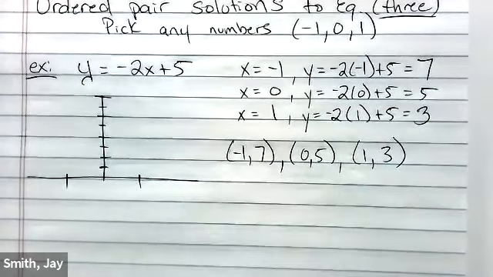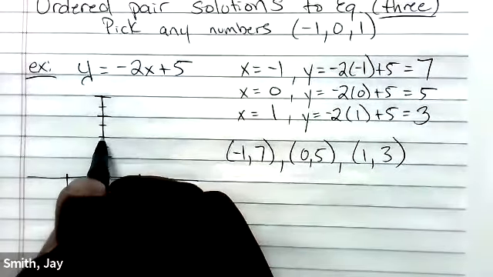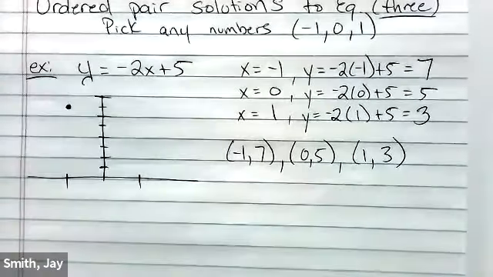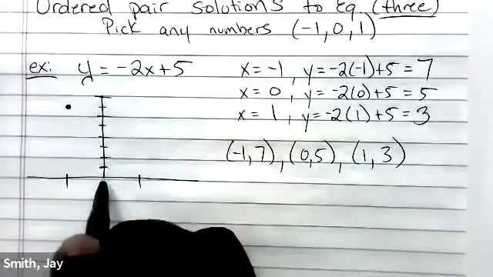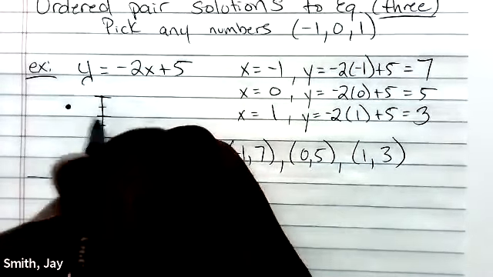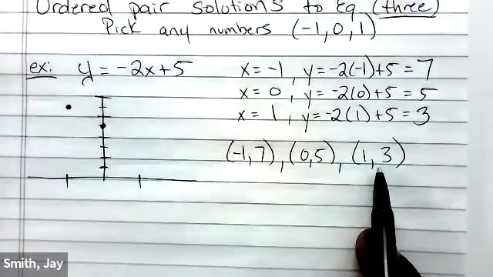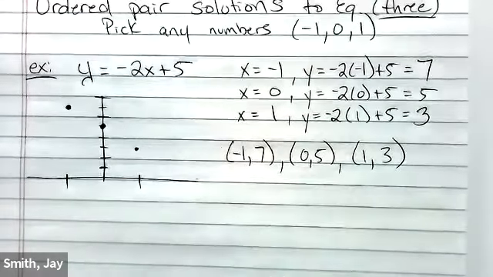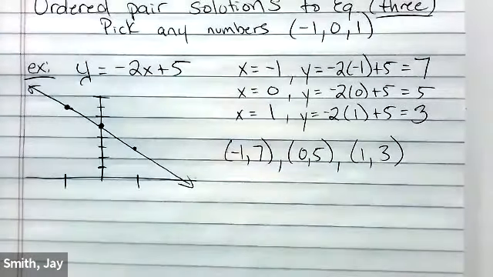So we can go to -1, 7. To the left 1, up 7. 0, 5. And then the ordered pair 1, 3. So to the right 1, up 3. And once we connect those dots, it should form a straight line, which is the graph of the equation y is equal to -2x plus 5. Okay. Any questions on that first example?